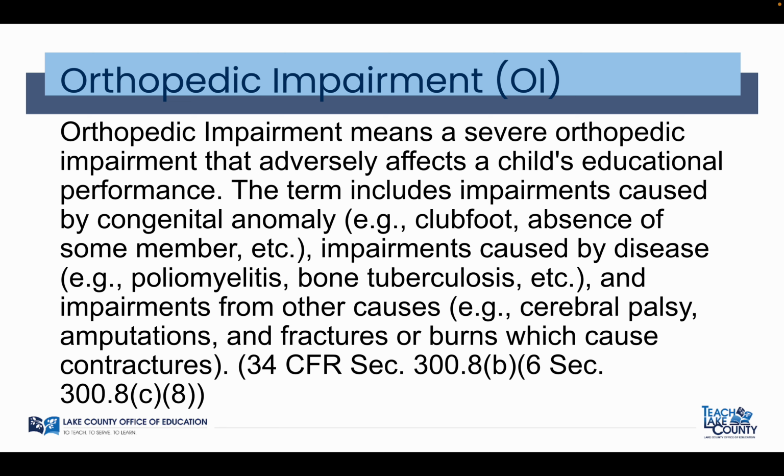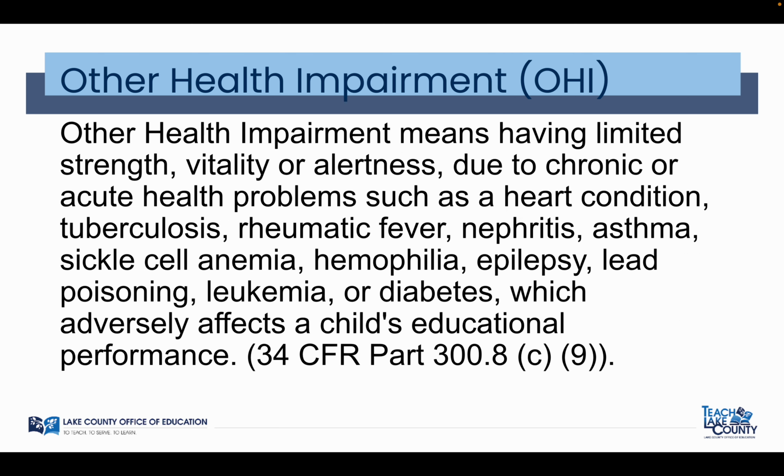Orthopedic impairment. Orthopedic impairment means a severe orthopedic impairment that adversely affects a child's educational performance. The term includes impairments caused by congenital anomalies such as club foot, absence of some member, etc., like the kid we saw who had an arm amputation. Impairments caused by disease, poliomyelitis, bone tuberculosis, etc., and impairments from other causes such as cerebral palsy, amputations, fractures or burns, which cause contractures. And then the candidate fact sheets.